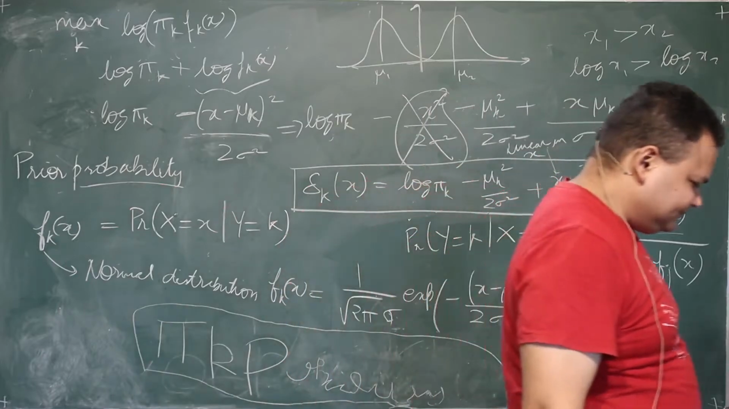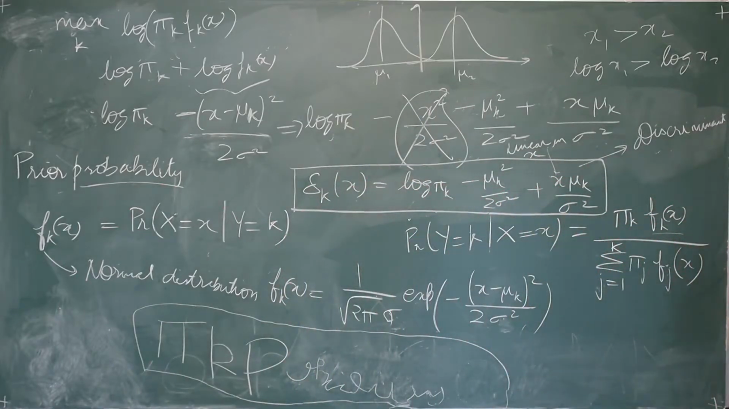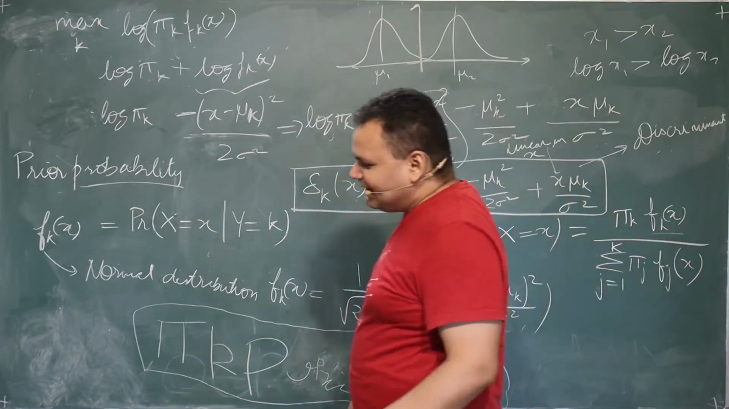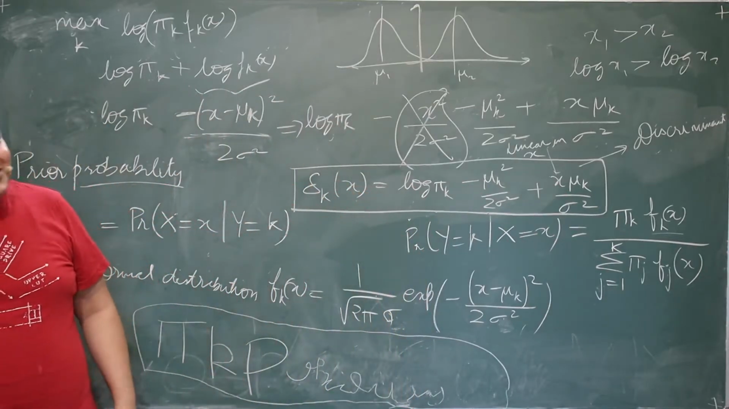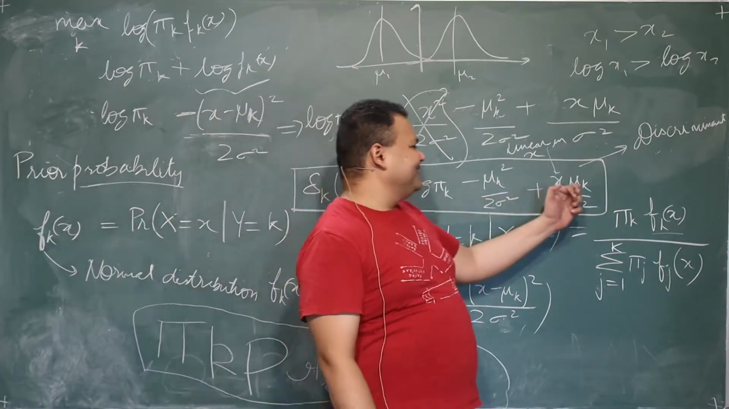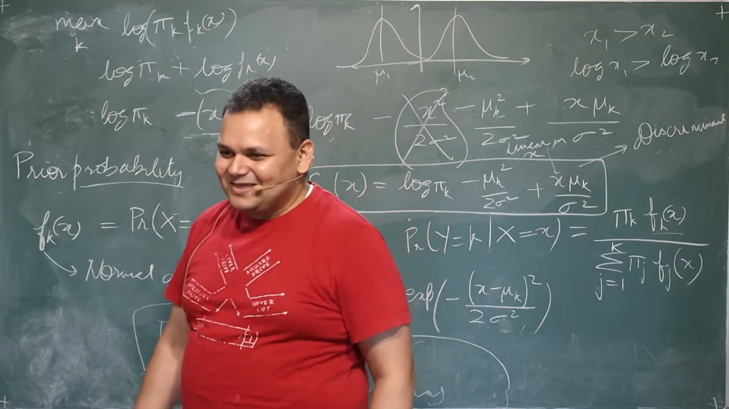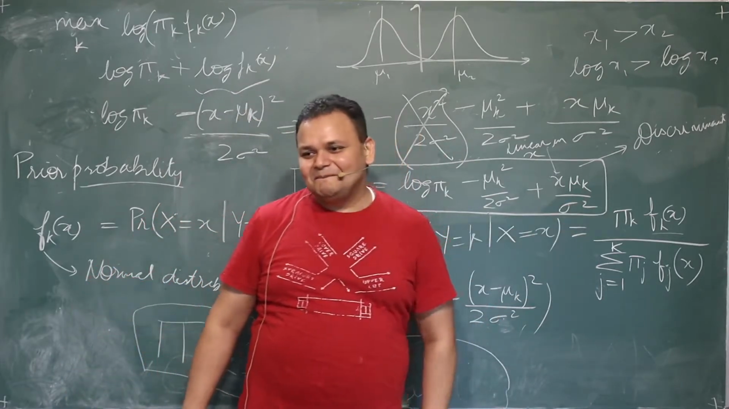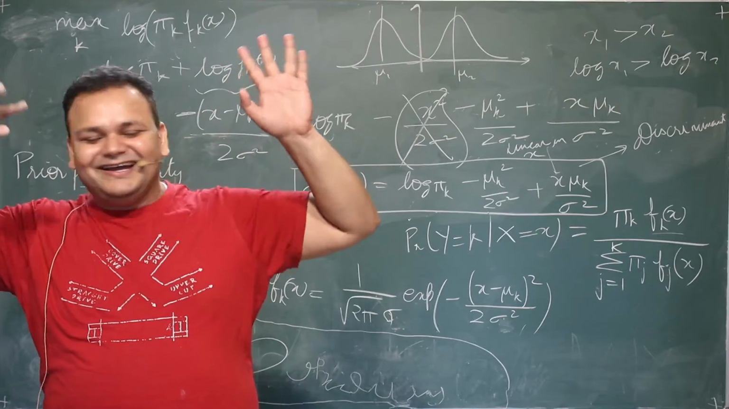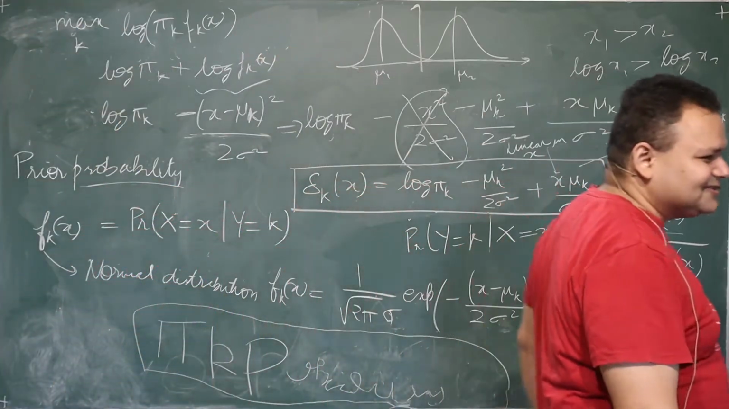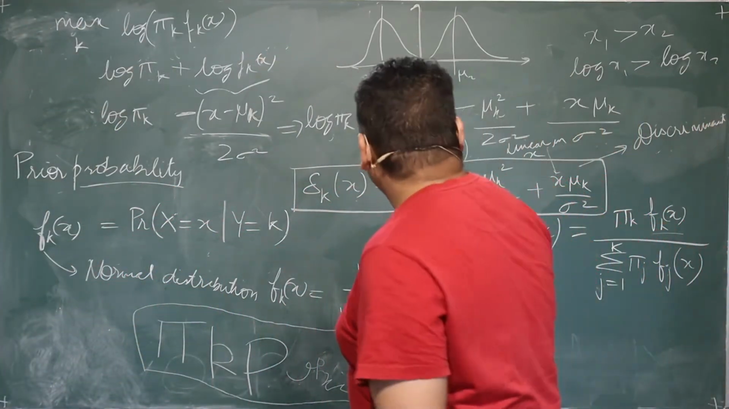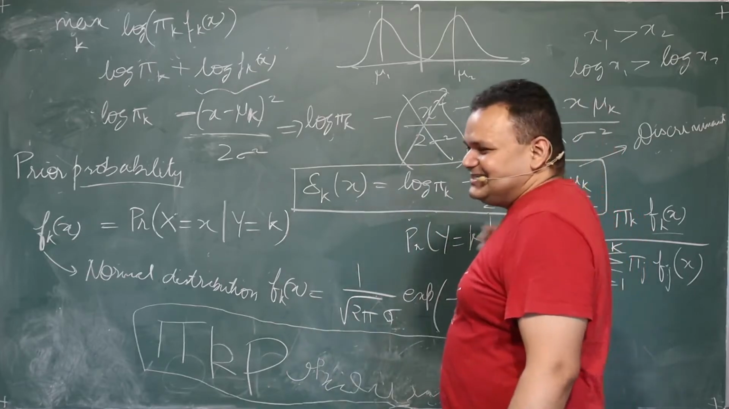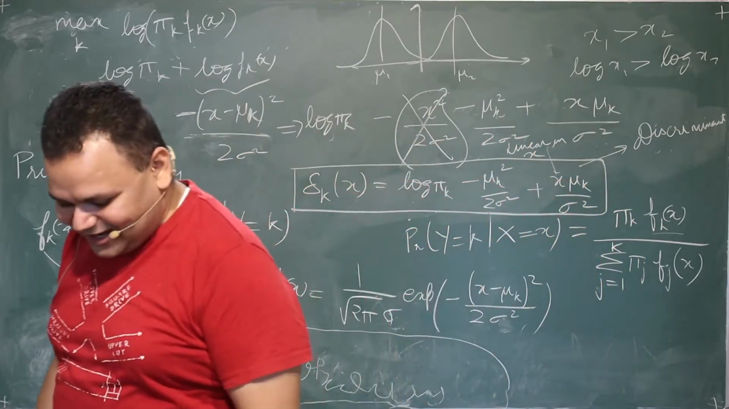So again, we have come up with all this, but we have still not answered the question: how will you come up with the value of mu k and sigma squared? We have made millions of approximations till now, but we have still not found out the value of mu k and sigma squared. How will you do that?